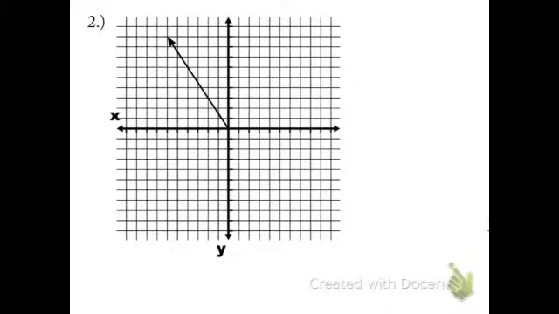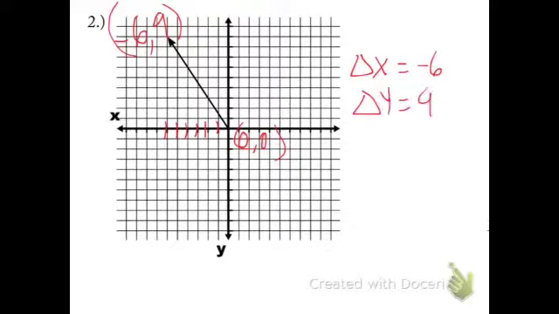Moving on to 2. We're starting out here at 0, 0 and ending at negative 6, 9 up. And so your change in x, since you go from 0 to negative 6, that's a change of negative 6. And the change in y is 9, because you go from 0 up to 9. And so our vector is negative 6, 9.